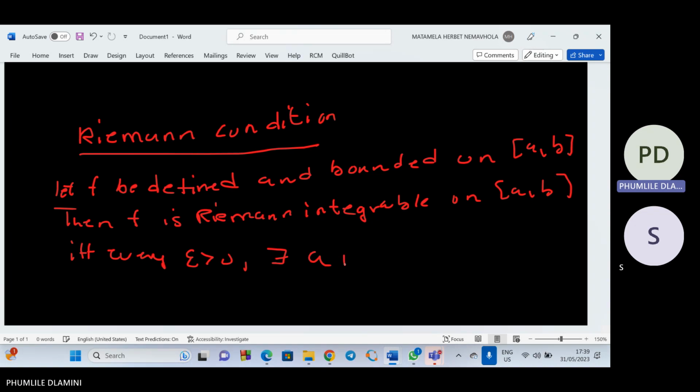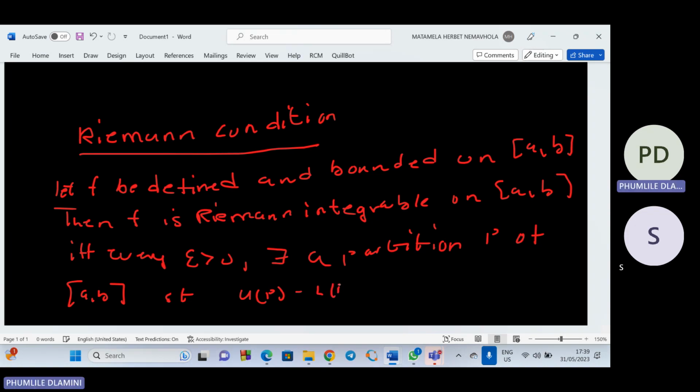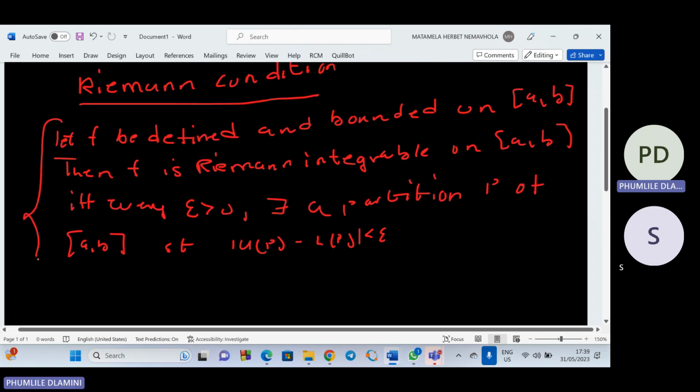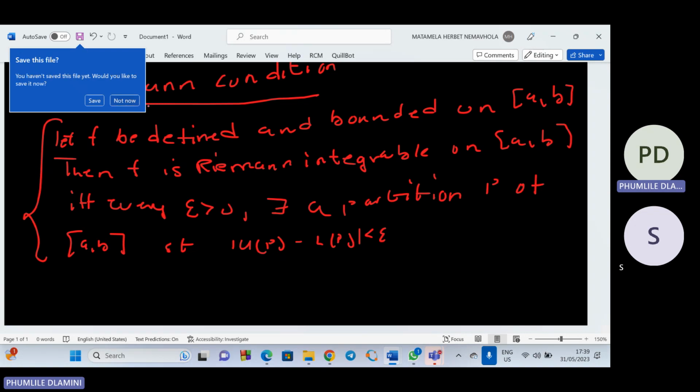a partition P of a, b such that, this one is a very important definition, U of P minus L of P is less than epsilon. Sometimes even if you put absolute value it is fine. So in almost every question in your UNISA paper, they normally ask you this definition, this condition.